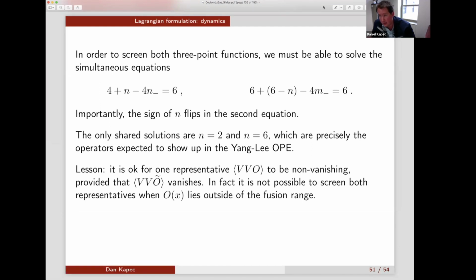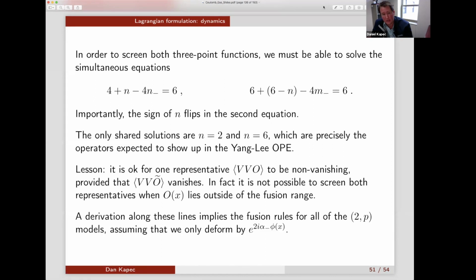n is equal to 2 and n is equal to 6. And those are just the two operators which you expected to show up in the Yang-Lee OPE. So the lesson here is that it's okay for one representative of the OPE coefficient to be non-vanishing, provided that the other one vanishes. And we can discuss that a little bit later because there's been some confusion in the literature. And if you follow this basic procedure, you'll actually be able to derive the fusion rules for all of the (2,p) models, assuming that you only deform by the single marginal operator with momentum alpha minus.